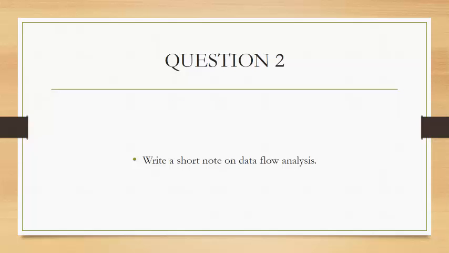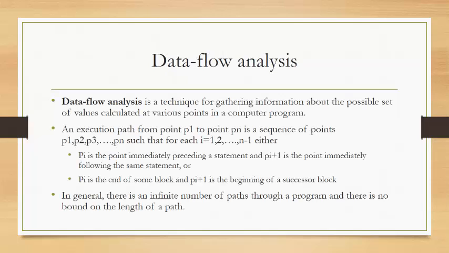Now coming to the second question, which is: write a short note on data flow analysis. Data flow analysis is a technique for gathering information about the possible set of values calculated at various points in a computer program. An execution path from point P1 to point Pn is a sequence of points P1 to Pn such that for each i from 1 to n minus 1, either Pi is a point immediately preceding a statement and Pi plus 1 is the point immediately following the same statement, or Pi is the end of some block and Pi plus 1 is the beginning of the successive block.